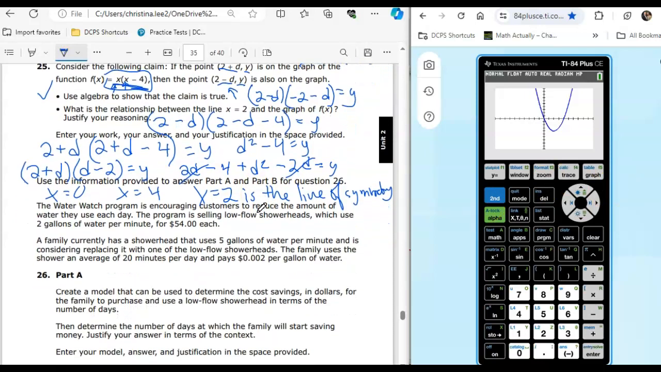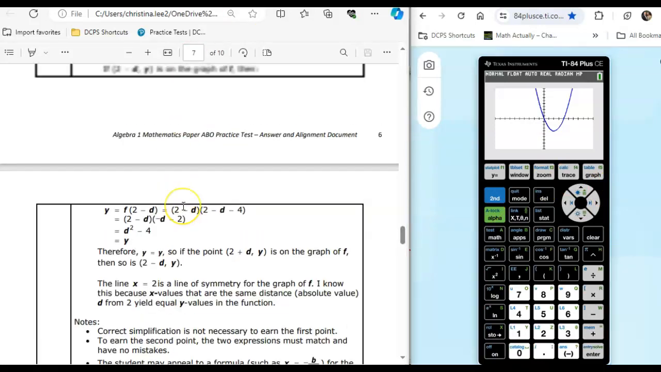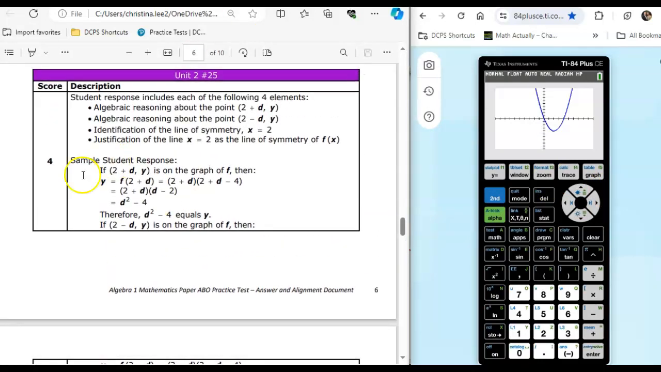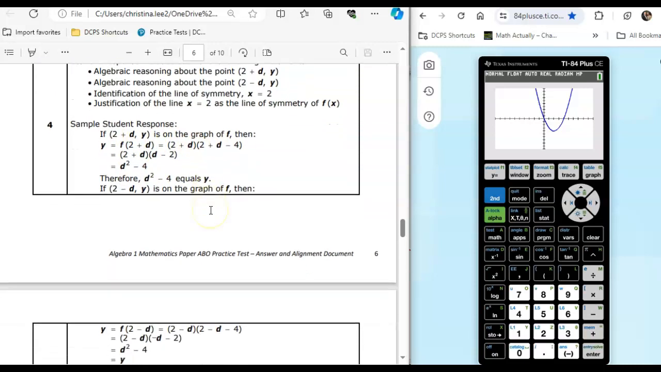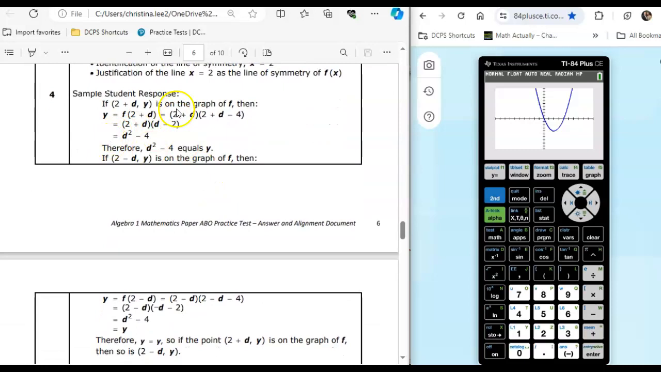All right, so again, let me show you in number 25, this is what it looks like. A sample student response that would get a 4 is: if 2 plus d comma y is on the graph, then if we plug in 2 plus d, so they did exactly what I said, and then we get d squared minus 4, which I showed you, right? Because when we FOIL this, that's what we'll get. And so then with the first one, d squared minus 4 equals y.